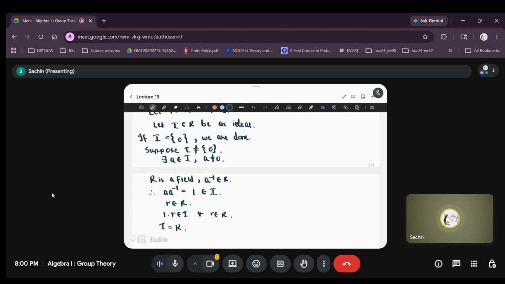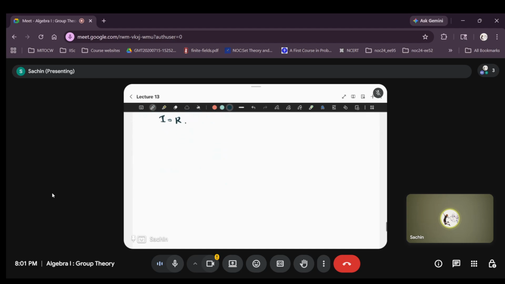So we have shown that either I has no non-zero elements, or if it has a non-zero element, since its inverse is also in the ring, because we are saying it is a field, then the product of the inverse and the element is in the ideal, which is 1. Since 1 is in the ideal, I is R. So we've shown one direction. If R is a field, then the only ideals possible are the zero ideal or the ring itself. Now we'll see the other direction.